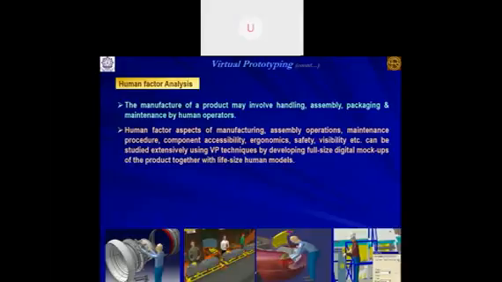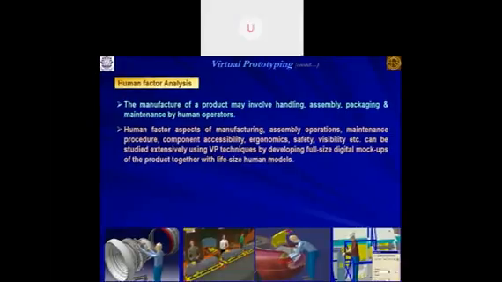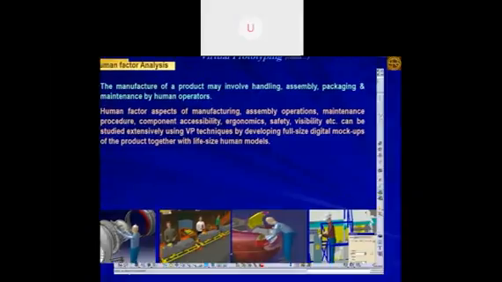can be studied extensively using virtual prototyping techniques by developing the full-size digital mock-up of a product together with the life-size human model. This is the human model which is again digitally developed. Now I would like to show you some videos here, or the animation, or basically the simulation result using the Delmia software, which is also a product of Dassault Systemes, for doing this sort of human factor analysis. Then it will be more interesting and clearer to you rather than seeing only this.